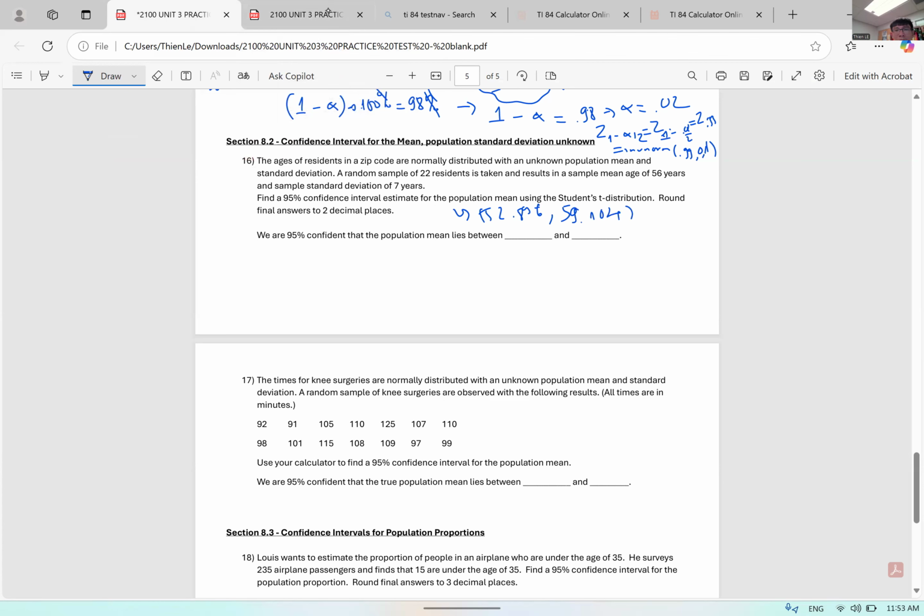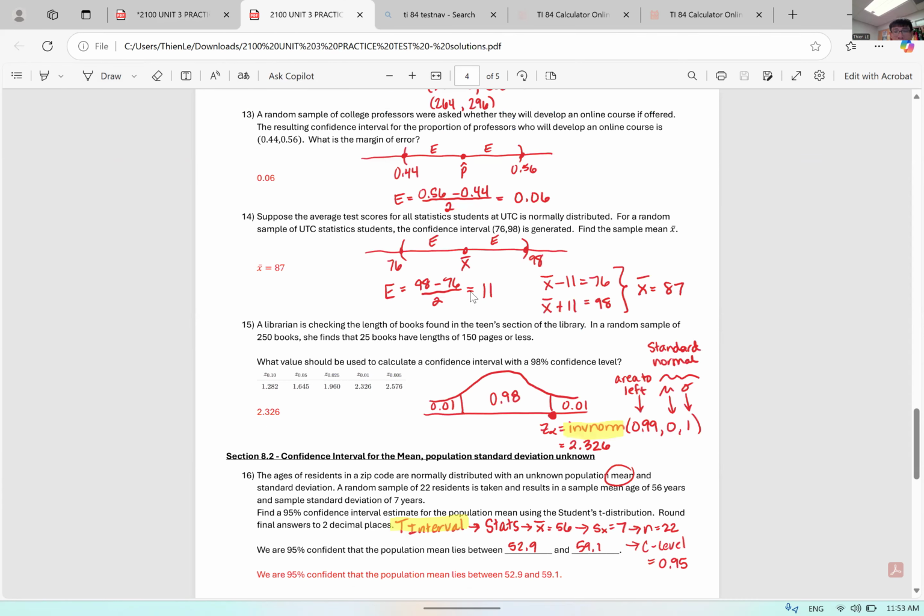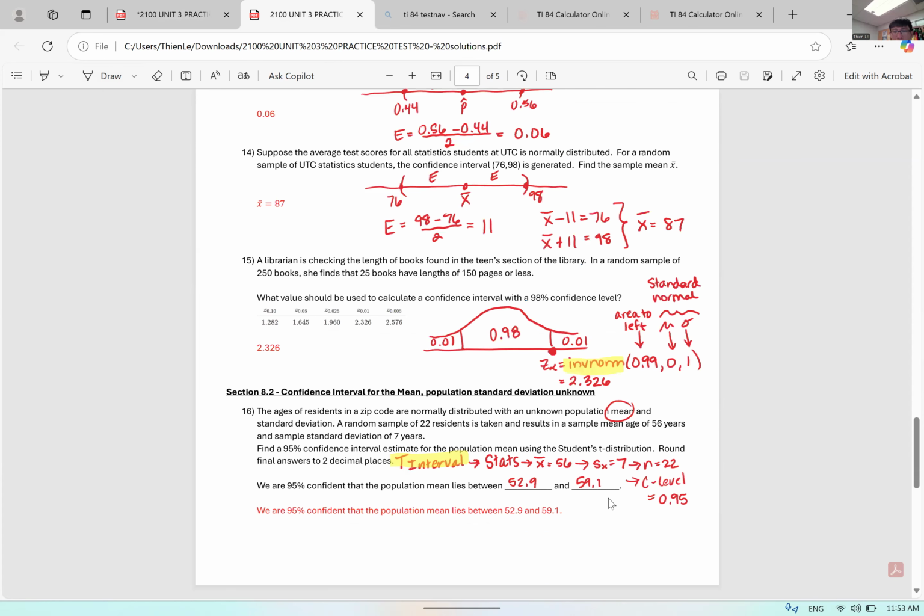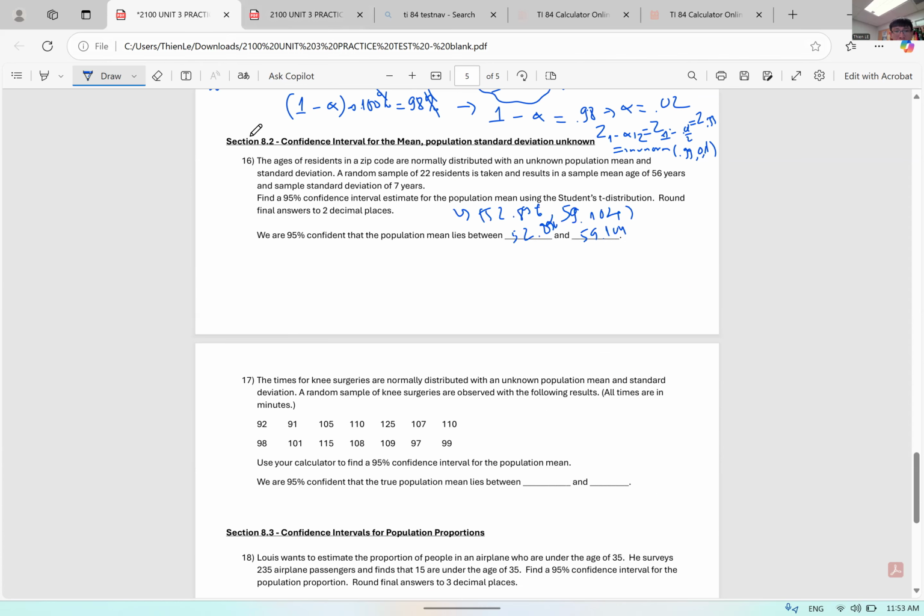Okay, so basically the 95% confidence interval lies between these two values, 52.896 and 59.104. Okay, so let's look at the answer here. So which means we are 95% confident that, okay.